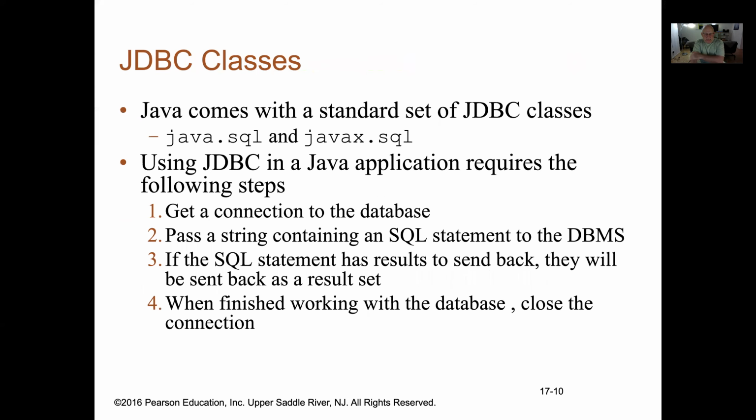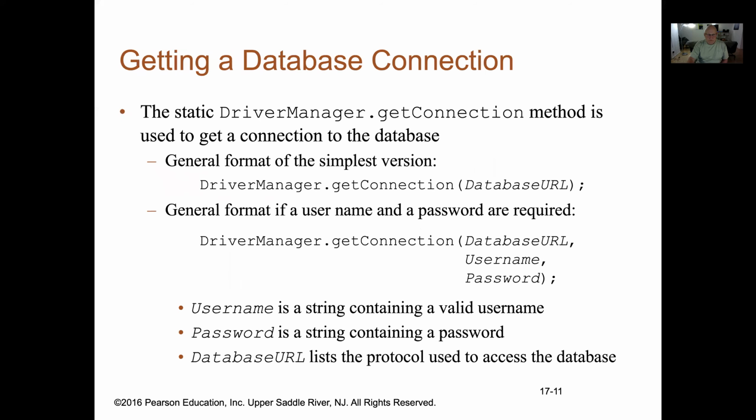So for JDBC classes, Java comes with a standard set of JDBC classes: java.sql and javax.sql. In order to use a JDBC, you have to get a connection to the database. You must pass a string containing a SQL statement to the database. If the SQL statement has results to send back, they will be sent back as a result set. When finished working with a database, close the connection. Again, you must have a connection to the database in order to use the JDBC in a Java application. The static DriverManager getConnection method is used to get a connection to the database.